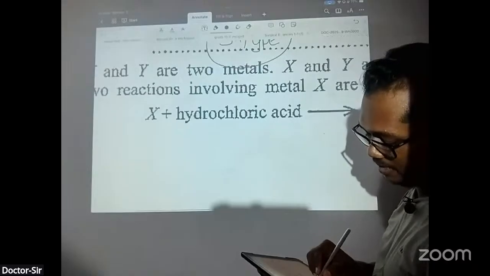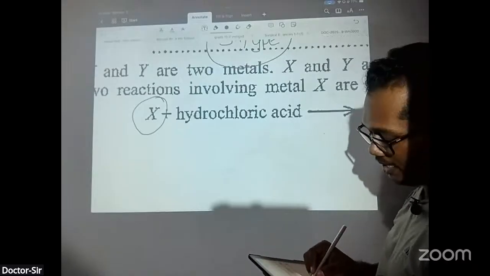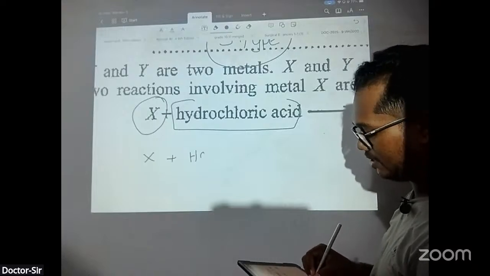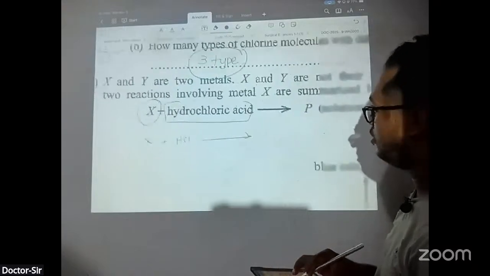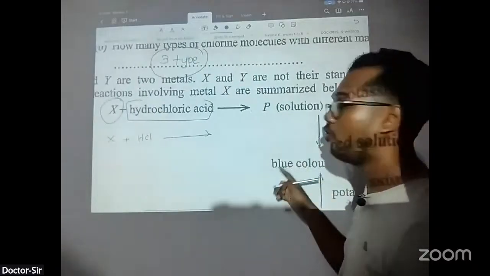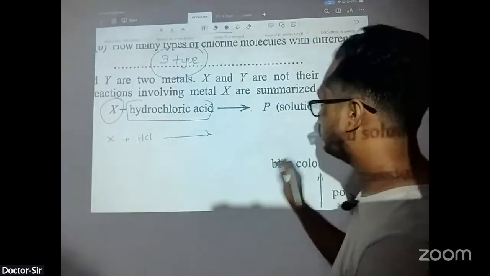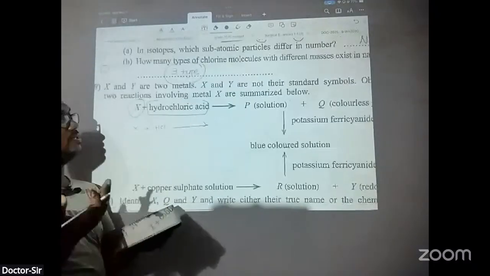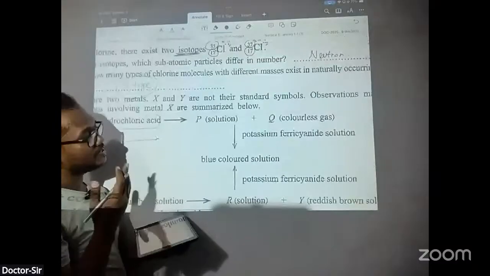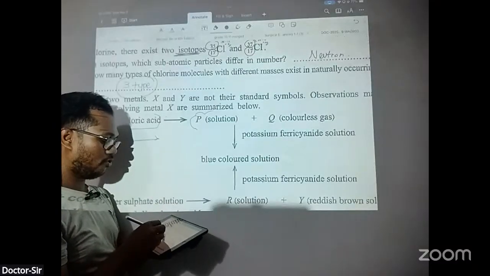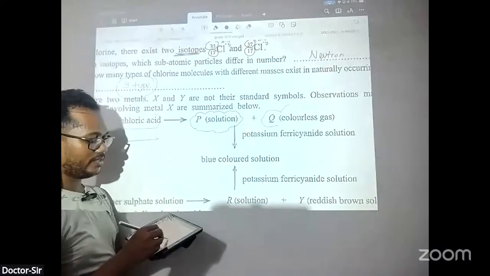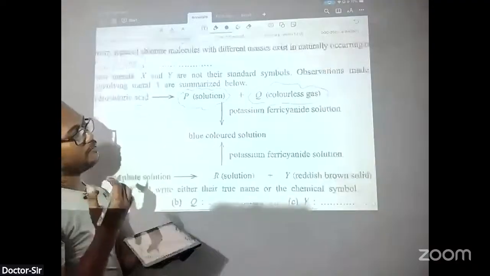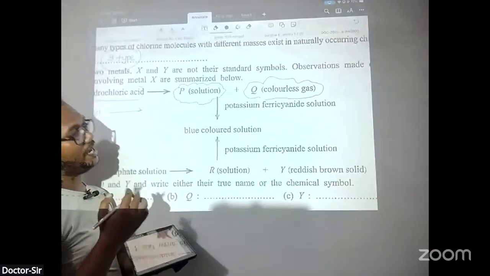So X, hydrochloric acid. Right. They are telling X plus HCl. Right. X plus HCl. What will happen here? They form a solution P. Okay. Solution P. Right. Now we don't know what this X is. Then Q, a colorless gas. Okay. They form the solution P and they form the Q colorless gas. Then next step, potassium ferricyanide solution.